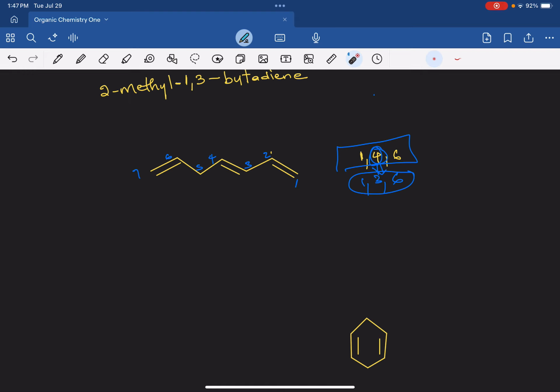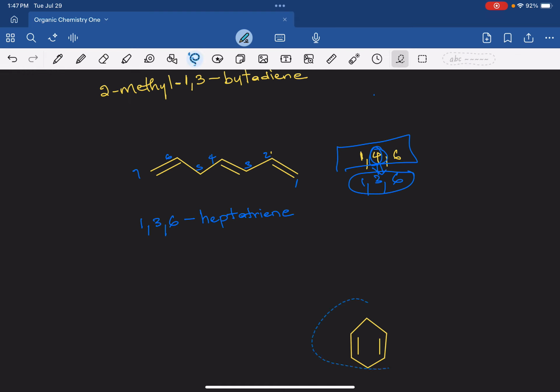So let's name this. First, locate where the double bonds are. There's one at 1, one at 3, one at 6. 7 carbons in your longest chain. So it's going to be hept, right? And instead of writing "ene", you write "atriene", and of course E. So 1,3,6-heptatriene.